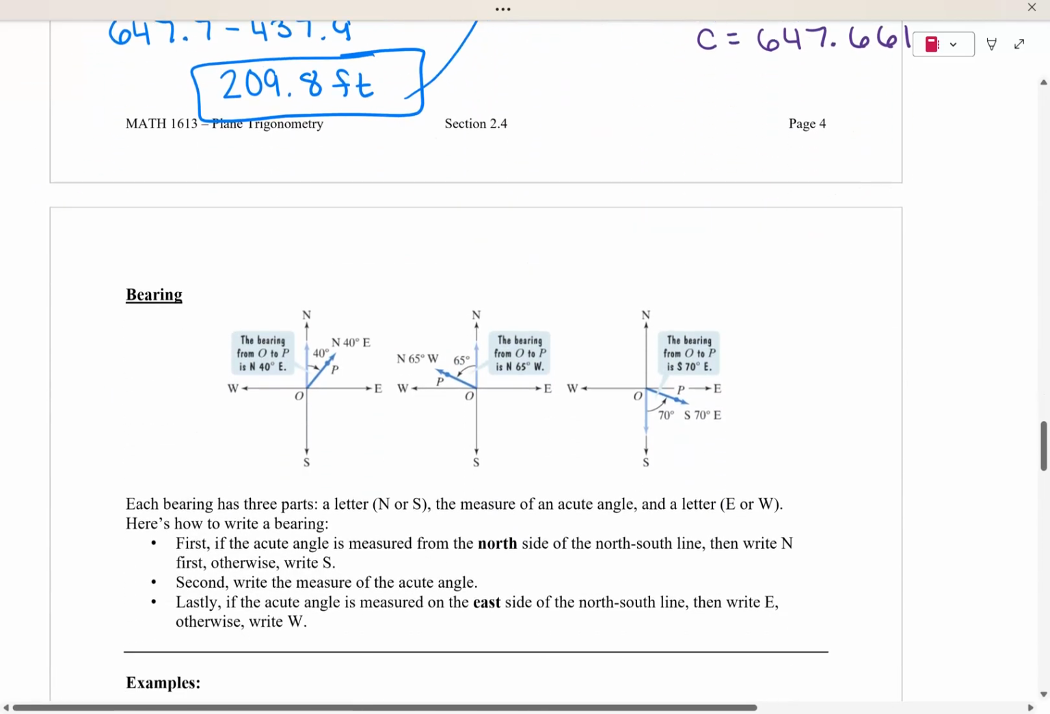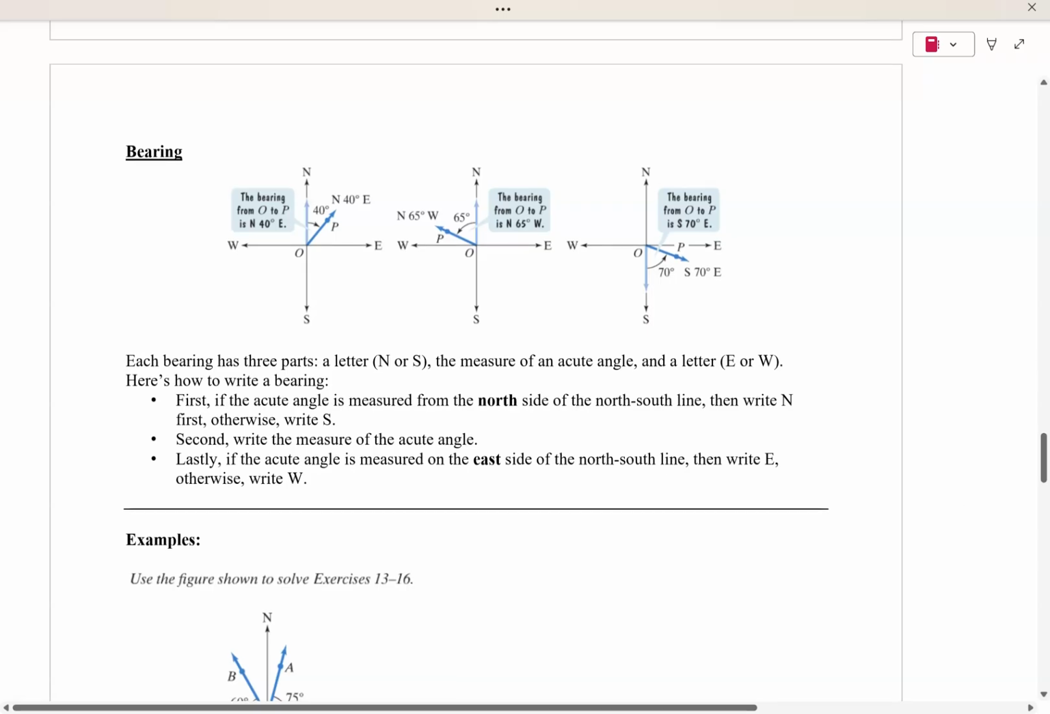So the last concept that we're going to go over is bearing, and bearing is used in, sorry, my brain just stopped. Like in ships, airplanes. Okay, so it's another way to inform people of a direction that you're going.